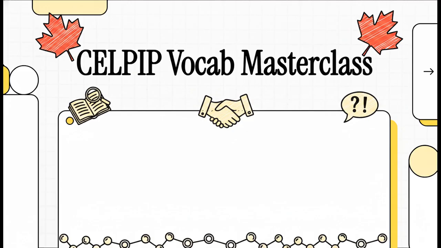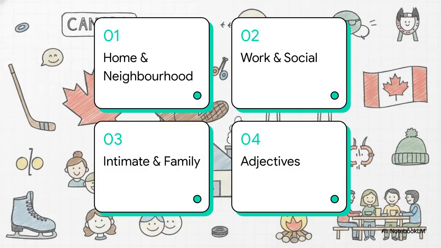Because here's the secret. If you want a high score, you really need to understand the cultural nuances behind these words. So we're going to look at some key vocabulary, break down exactly how they function in everyday life here, and give you the precise strategies to deploy them in your exam. So here is our game plan for today.